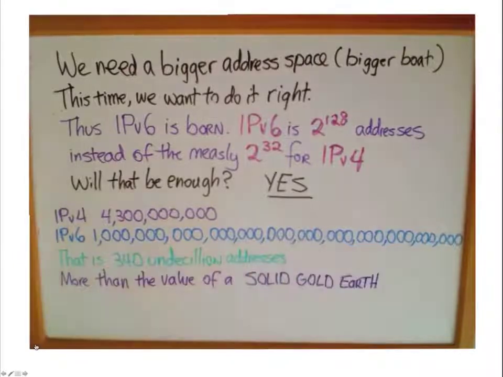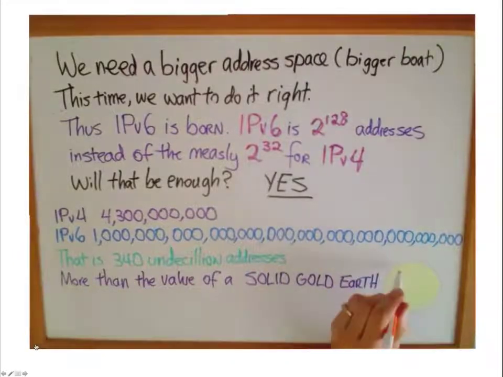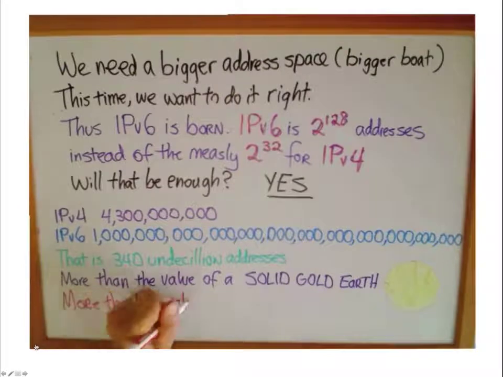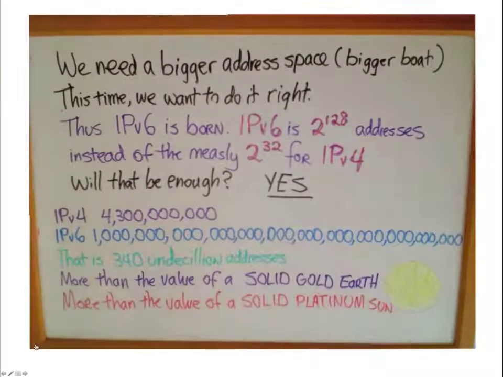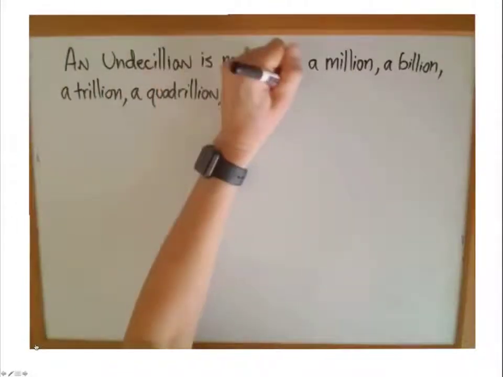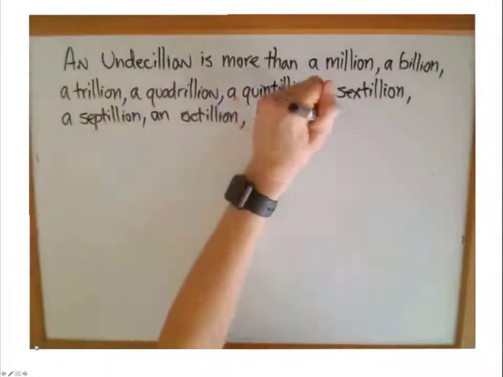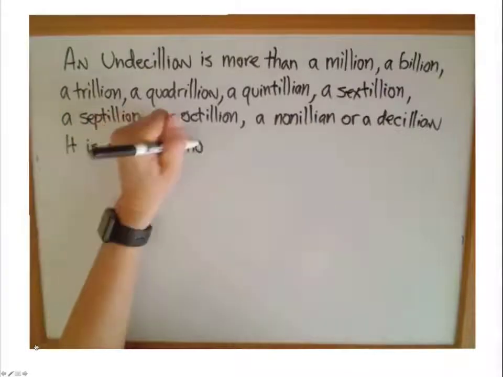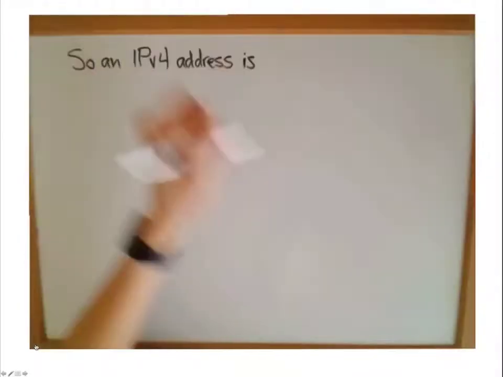340 undecillion addresses, more than the value of a solid gold Earth, more than the value of a solid platinum sun. An undecillion is more than a billion, a trillion, a quadrillion, a quintillion, a sextillion, a septillion, an octillion, a nonillion, or a decillion. It's an undecillion.